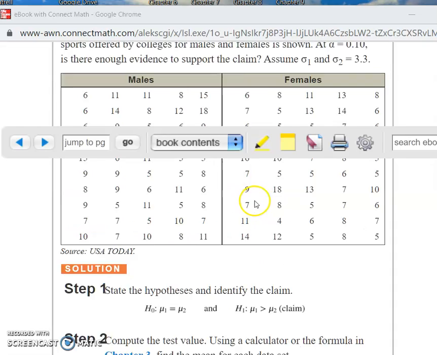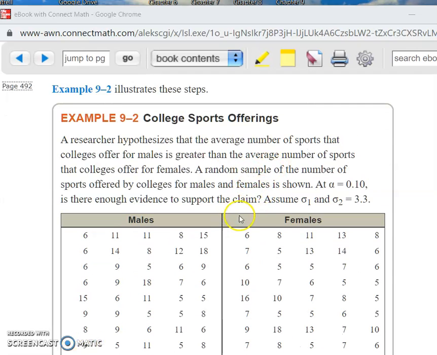Okay, so the hard part is always to figure out what the null hypothesis is and what the alternative hypothesis is. His claim, or alternative hypothesis, is that the average number of sports that colleges offer for males is greater than for females, right? Okay.